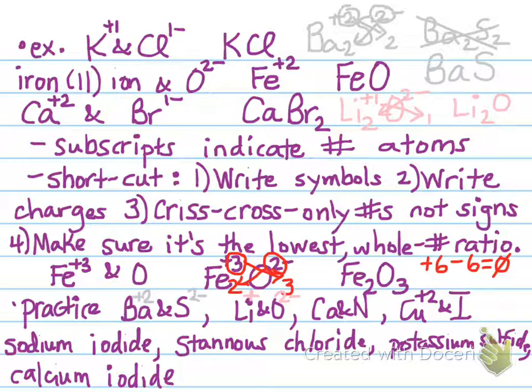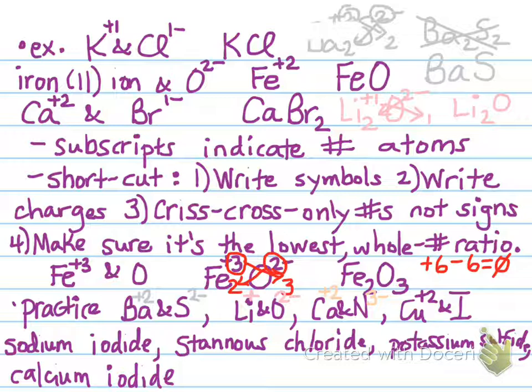The third one, we have calcium and nitrogen. Calcium is in group 2A. It has 2 valence electrons. So is it easier to lose 2 or gain 6? It's easier to lose 2, so it has a charge of +2. Nitrogen is in group 5A. That means it has 5 valence electrons. Is it easier to lose 5 or gain 3? Gain 3. Okay.